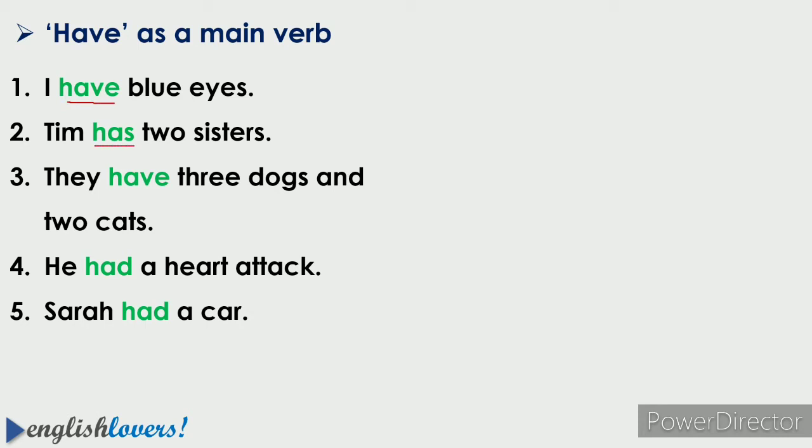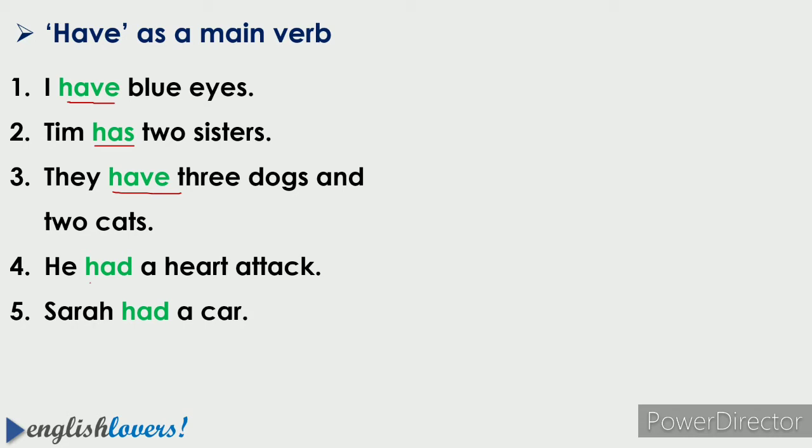And it is colored in green. So in the first, I have blue eyes. So here have functions as a main verb. It is the only verb. In the next, Tim has two sisters, has functions as main verb, the only verb in the sentence. In the third, they have three dogs and two cats. Here also there is only verb, which is have, and it is main verb.